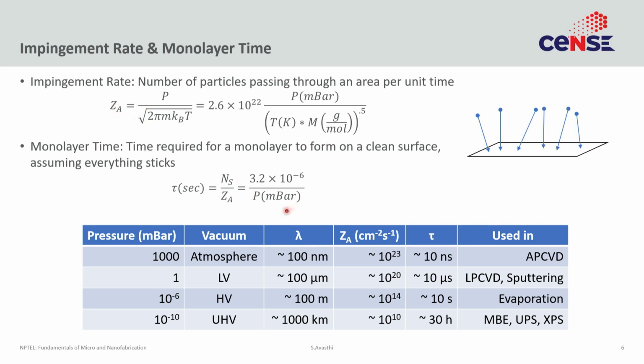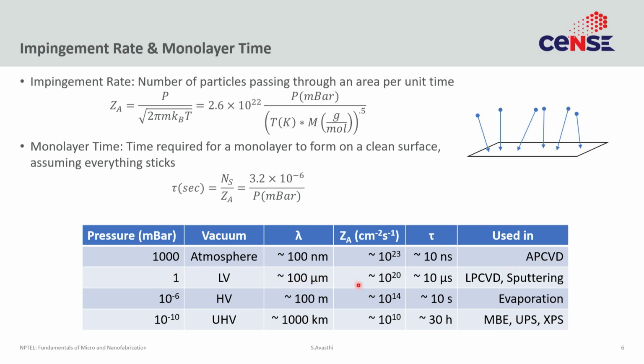Now let's look at some of these numbers to get the context. At atmospheric pressure, our lambdas are 100 nanometers and our impingement rates are around 10 to the power 23. So while sitting in this room, 10 to the power 23 atoms are hitting my face every second, per centimeter square. And the time to a monolayer is 10 nanoseconds. If every one of those gas molecules stuck to my face, I would form a monolayer of those gas molecules in just 10 nanoseconds.